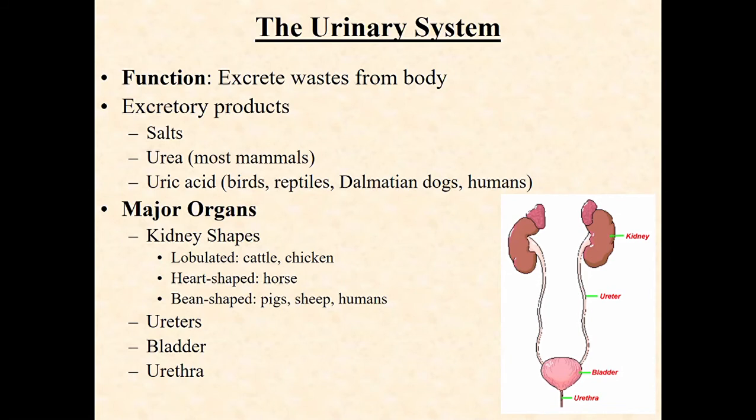You have major organs, your kidney, and different species have different kidney shapes. Cattle and chickens have lobulated kidneys. Your horses have a heart-shaped kidney, and humans, sheep, and pigs have bean-shaped kidneys. So that's the picture you see to the side.